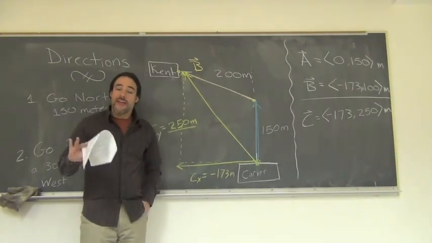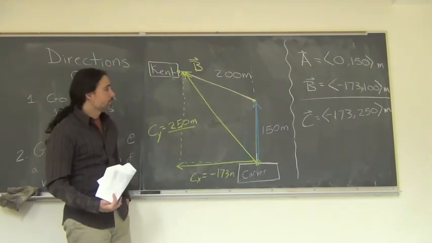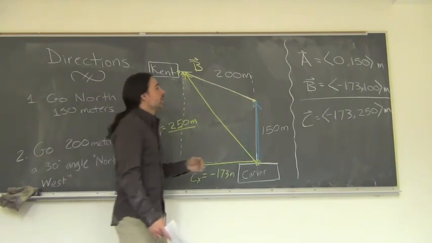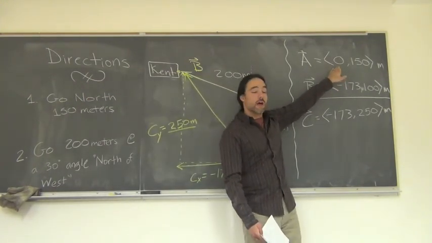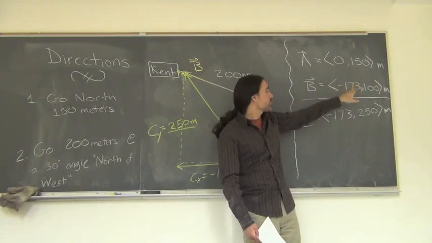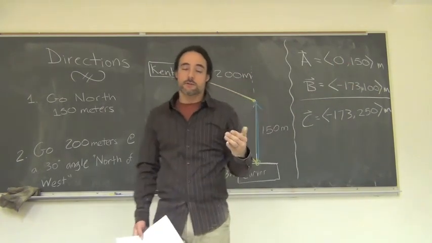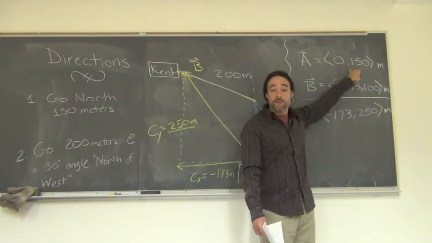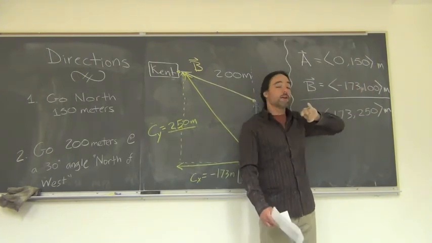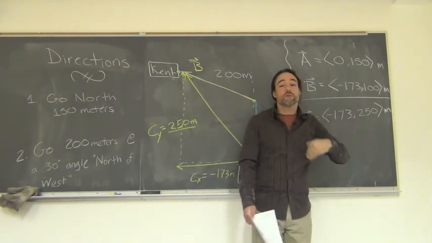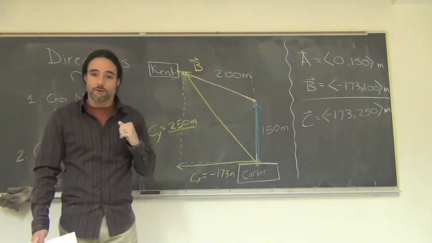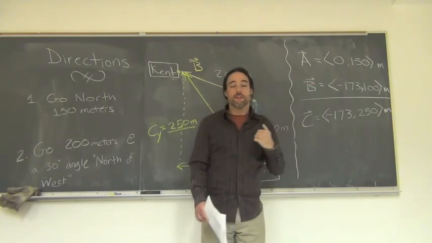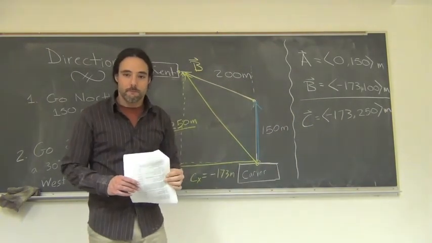So this is all we do to add vectors when they're in component form. It's the same thing as adding regular numbers, I just have to do it more than once. If A doesn't go any distance in the x direction, but then B goes negative 173 meters, the total would be negative 173 meters. If A goes 150 meters in the y direction, and B goes 100 meters in the y direction, the total is just 250 meters in the y direction. All we're doing is adding the individual components to get the components of the resultant vector.